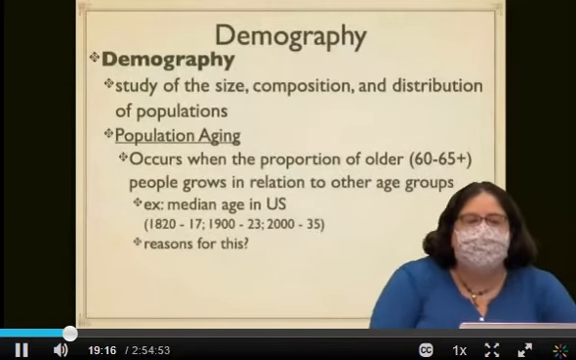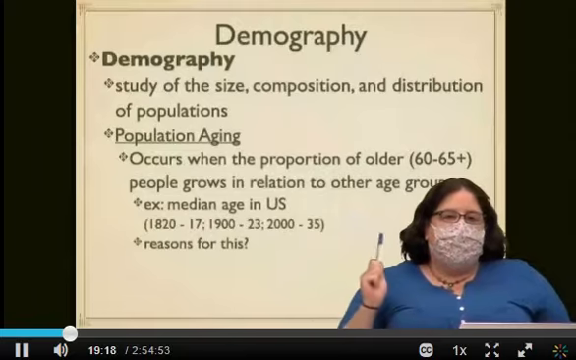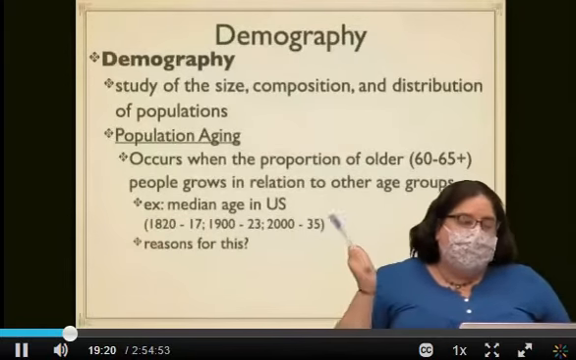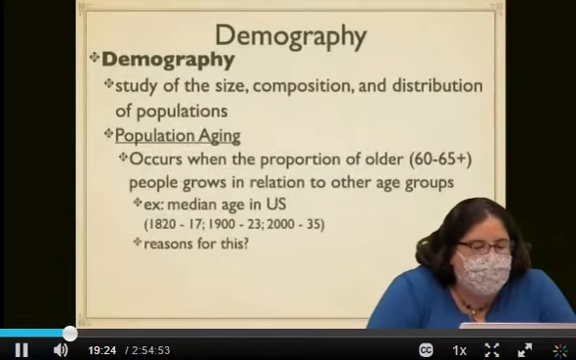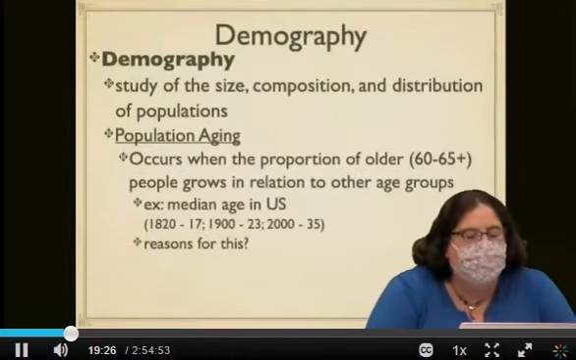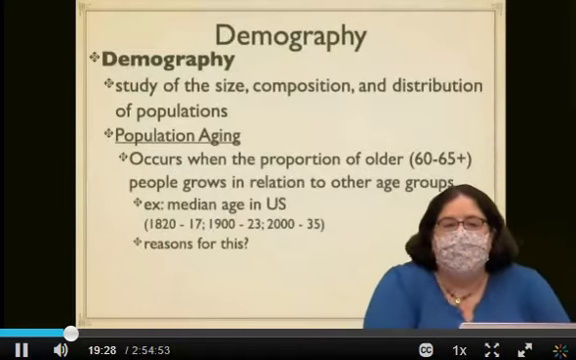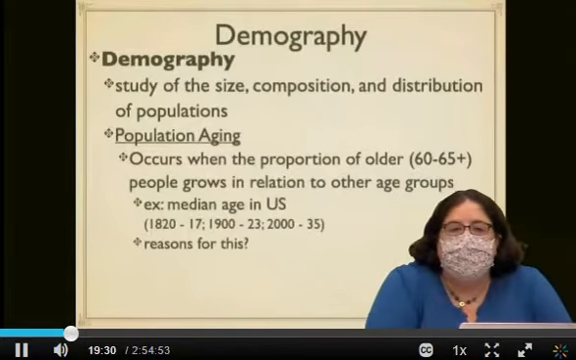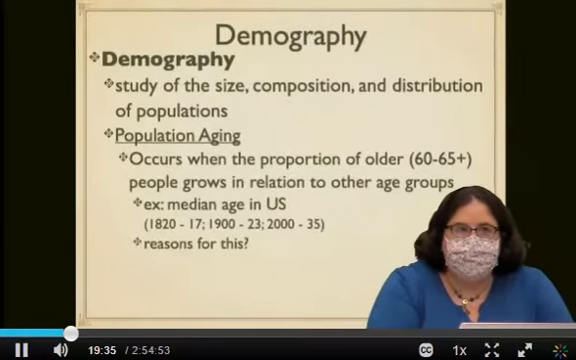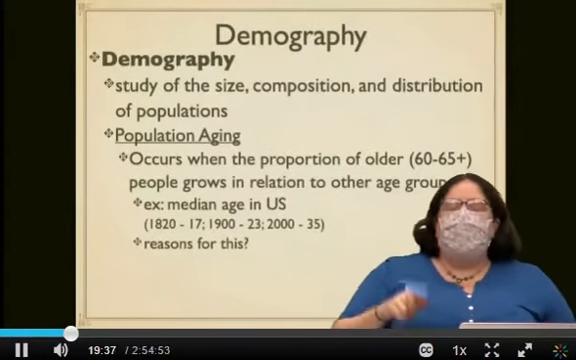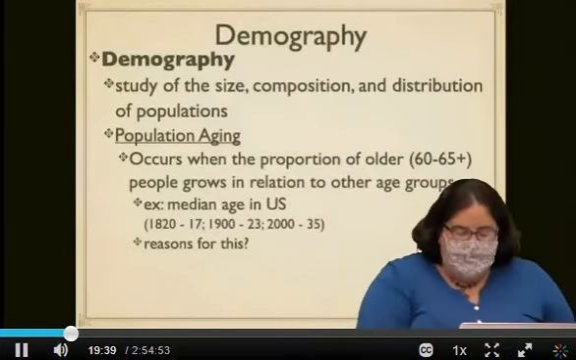What's going on here? This is not about just one person getting older, but the fact that the average person, or the median person, is now older. What accounts for that? Why would our population be getting older as compared to 1820? Lower birth rates plus higher life expectancy. Lower birth rate, higher life expectancy.